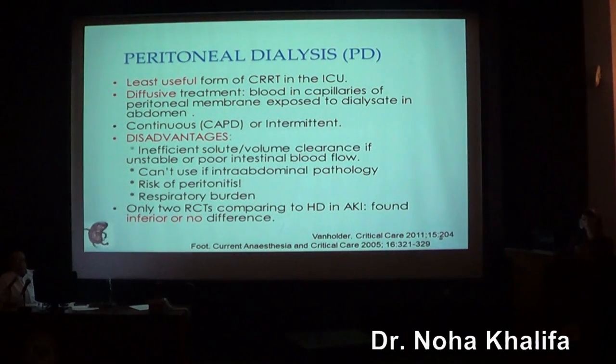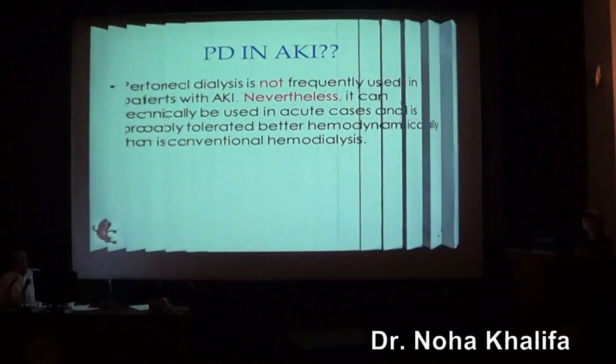if there's poor intestinal blood flow. So if you don't have blood flow, there won't be a good exchange of solutes across the membrane. Again, if you have peritonitis, then you're not allowed to use it, and it itself induces peritonitis. You can't use it if you have any intra-abdominal pathology like adhesions or cancers or any mechanical obstruction. And finally, it causes a respiratory burden. Out of the randomized controlled trials that they did, they found no difference between hemodialysis or PD, or maybe even they found that PD was inferior for AKI patients.